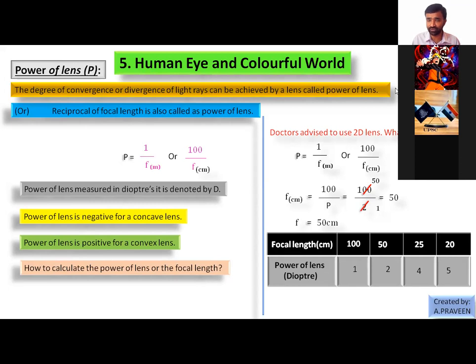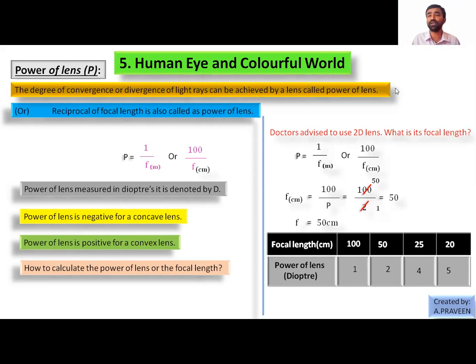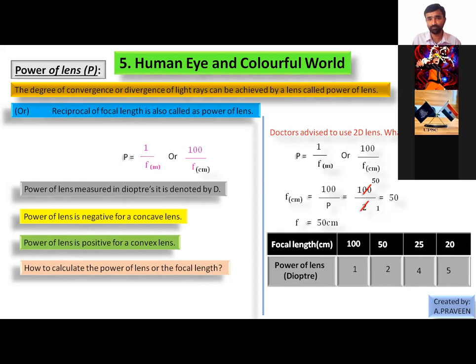Suppose the power of the lens is given as 6D. What is the focal length? 6D power. What is the focal length? Sir, 16.66. Right, 16.66.